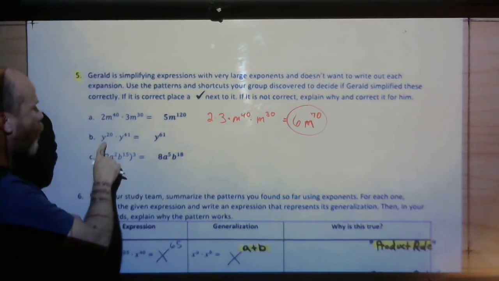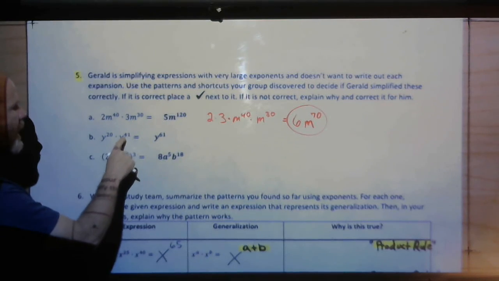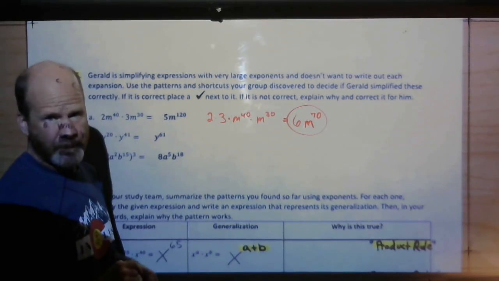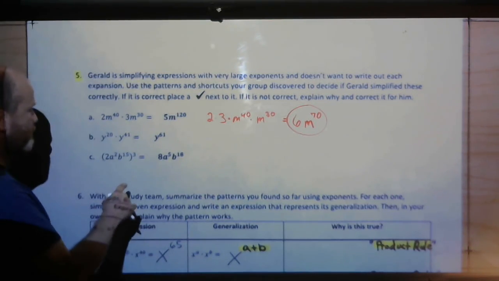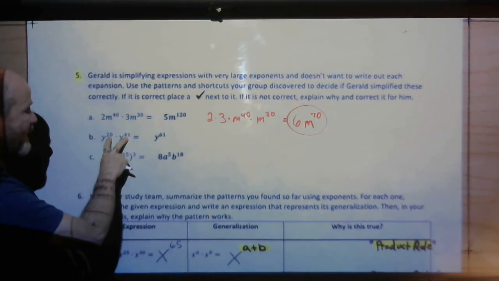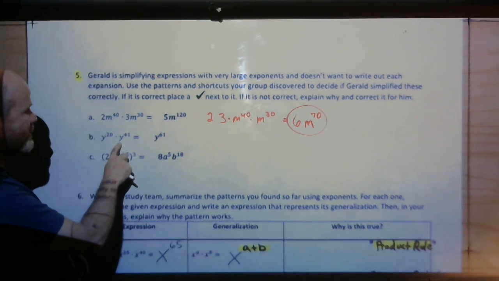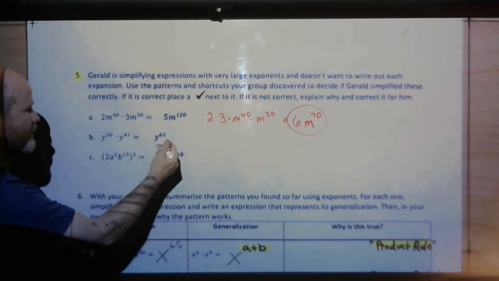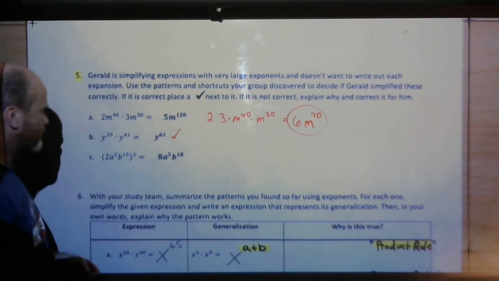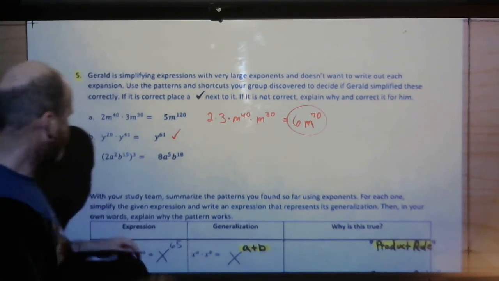Let's check this one out. Y to the 20th times y to the 41st, to the 41st power. It looks like Gerald did add these, kept the same base, and y is check. That's all good there.